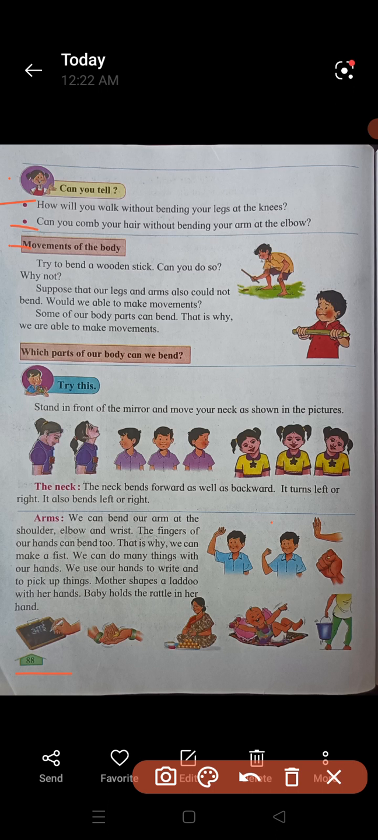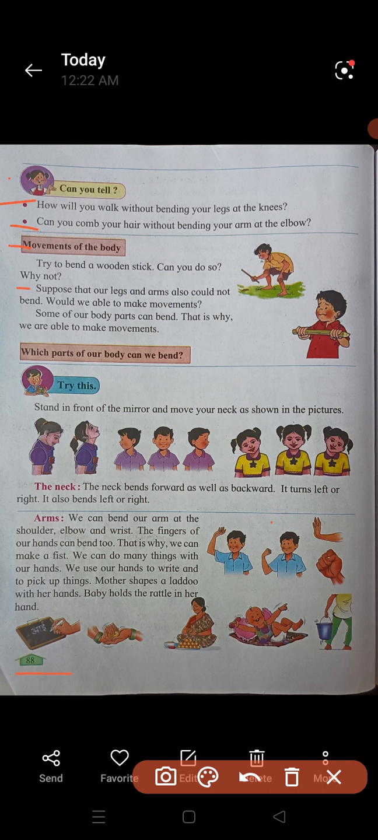So, we have the points. See the first one, movements of the body. See this first: try to bend a wooden stick. Can you do so, and why not? As you can see here in the pictures, there are two boys, one who is picking the wooden stick and who is trying to bend it. But it is not possible to bend a wooden stick because wood is hard, a solid thing which we cannot bend.